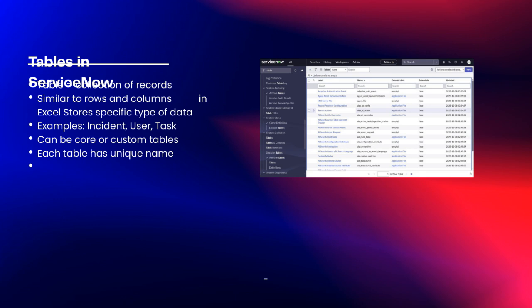Some tables are standard, meaning they come with ServiceNow, while others can be custom-built to fit specific needs. Every table has a unique name, which helps us identify and work with it easily. Understanding these tables is fundamental because they organize and structure all the information we work with in ServiceNow.